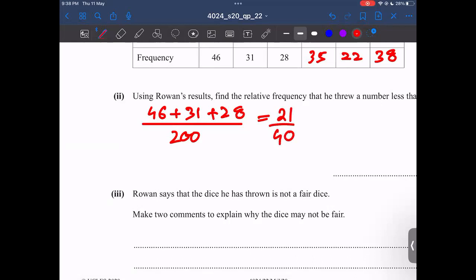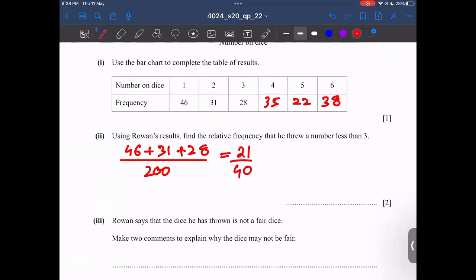Sorry, I got a different answer. 46 plus 31 plus 28 is 105. Again, I made a mistake.